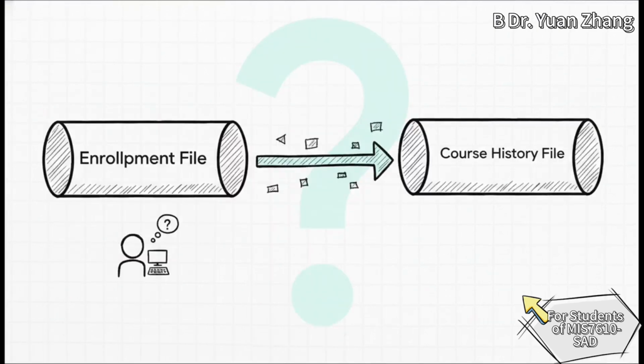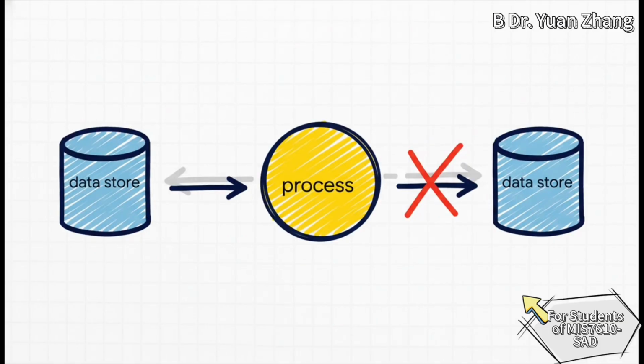All right, how about this one? Let's say you need to move some information from an enrollment file over to a course history file. Can you just draw an arrow connecting those two data stores? Nope, that's another big no-no. It's also an illegal flow. You have to remember that data stores are passive. They're like filing cabinets. They can't do anything on their own. You need a process, maybe one called archive enrollment data, to do the work of reading from the first data store and writing to the second one. The key takeaway here is a process must be involved in every single data transformation.